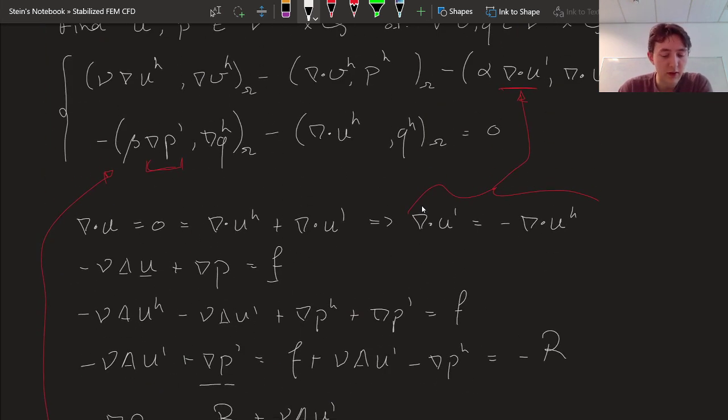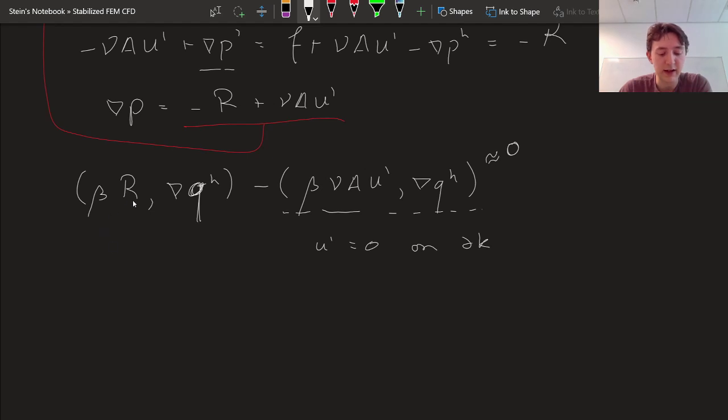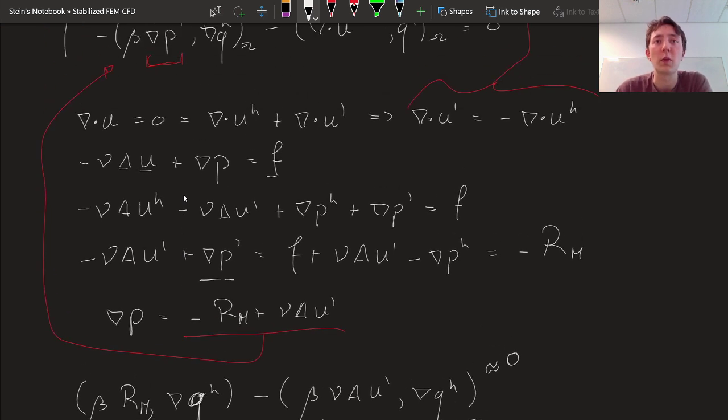So this second occurrence of a fine scale, the gradient of p prime, we're going to replace that simply by beta times the residual, and I should say the residual of the momentum equations, just to be a bit more explicit here, because we have two equations, a momentum equation and a continuity equation, and this is the residual of the momentum equation.